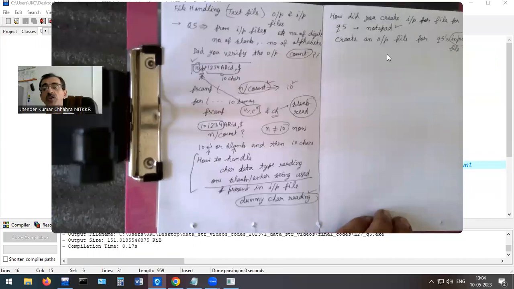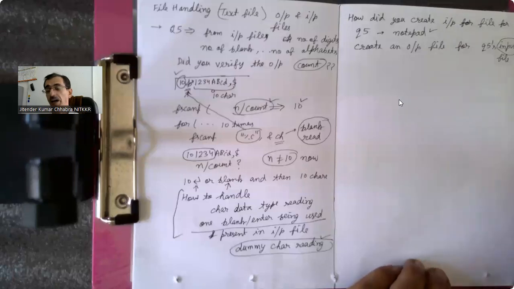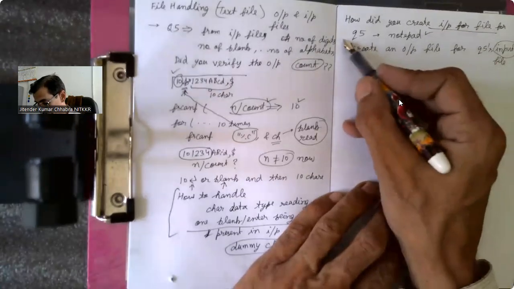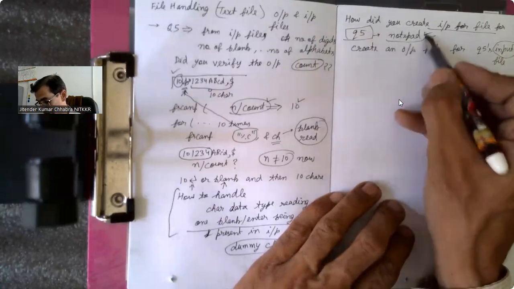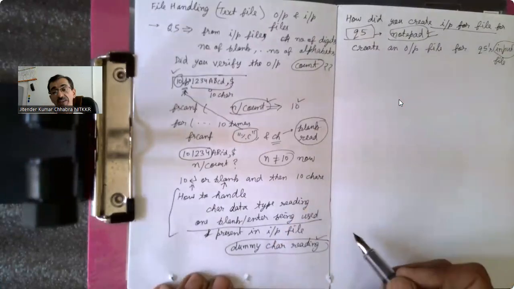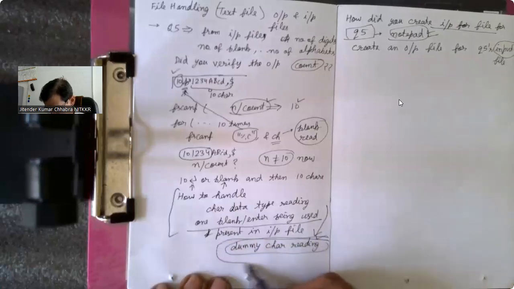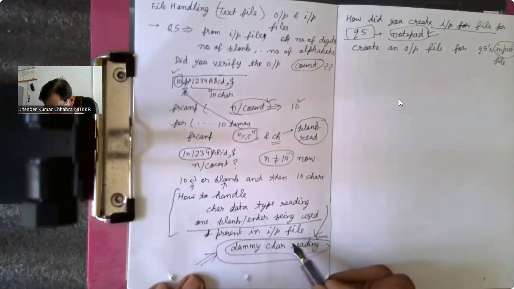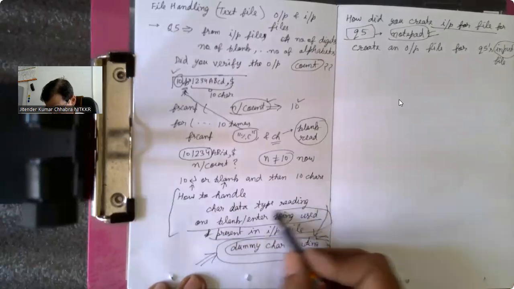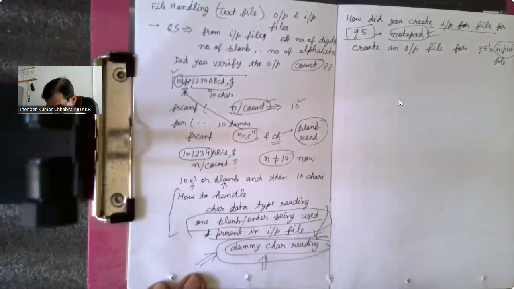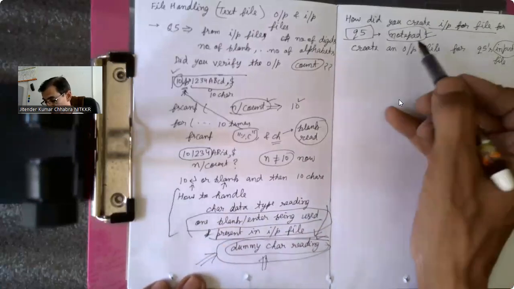Yeah. So my question is, how did you create your input file for the question file? You must have created it via Notepad. And what I said was that the solution with the Notepad file is dummy character reading. One character or blank entry is present in the input file. Via dummy character reading, you can ignore that if there is only one. If there are multiple, you have to handle it.